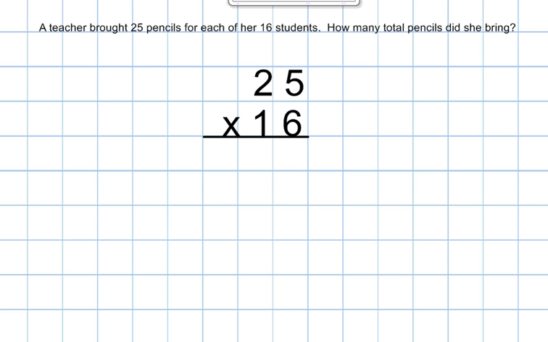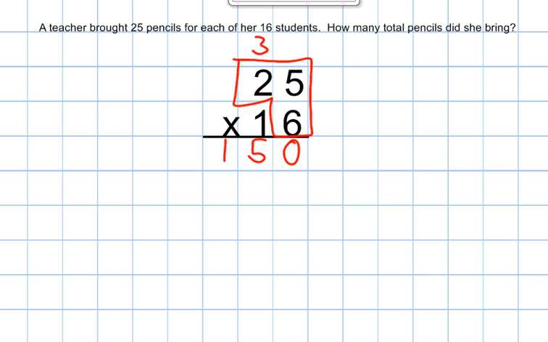So we have 25 pencils for 16 students, so that's 25 for each student, so we want to know exactly how many pencils this teacher is going to need. So we're going to start by taking our first idea, 25 times 6. 6 times 5, 3 goes up, 6 times 2 is 12, plus 3 gives us an answer of 150.